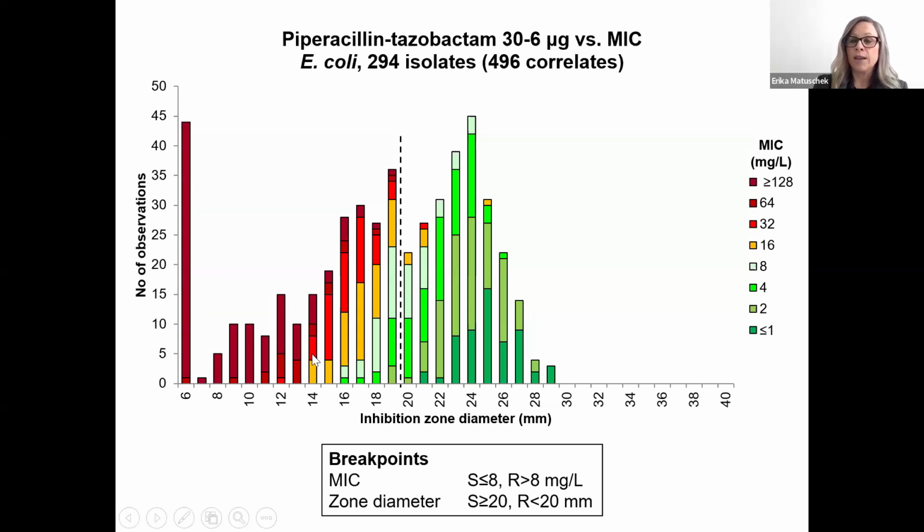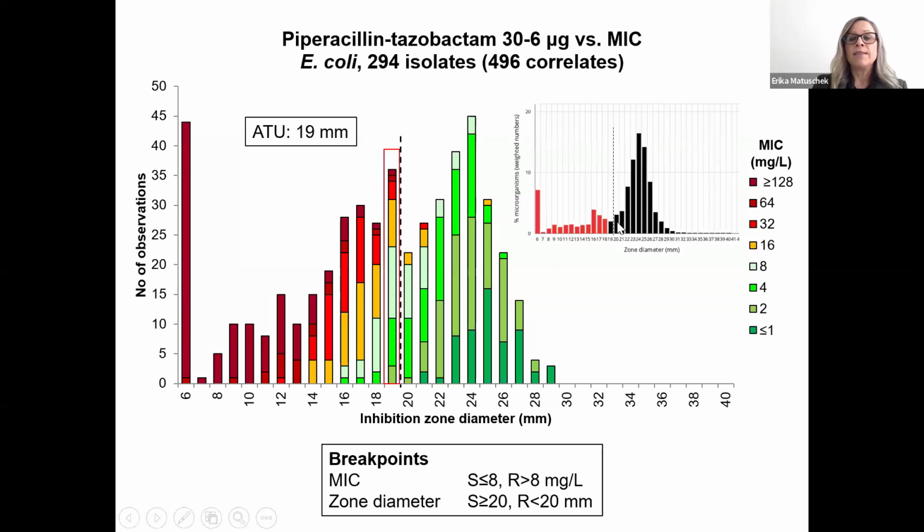So we do have a good correlation, but we do not have a good separation because the susceptible and resistant populations overlap. We decided to put the breakpoint here at more than or equal to 20 and have only very few false susceptible results. We wanted the ones at 19 to be reported resistant, but as you can see, there are still quite many results that are susceptible here at 19. So that is also the ATU, the area of technical uncertainty, where it might be relevant, if possible, to perform broth microdilution.